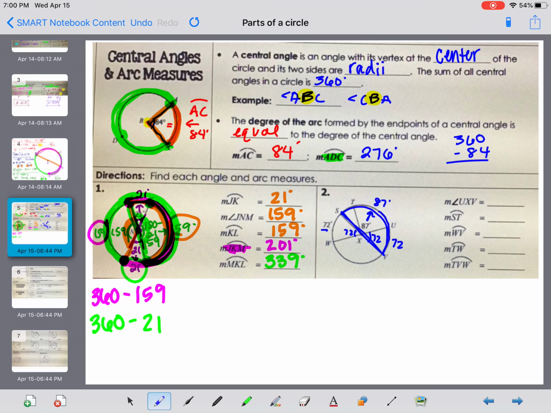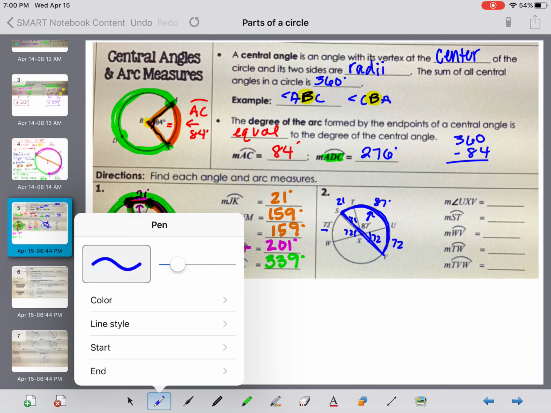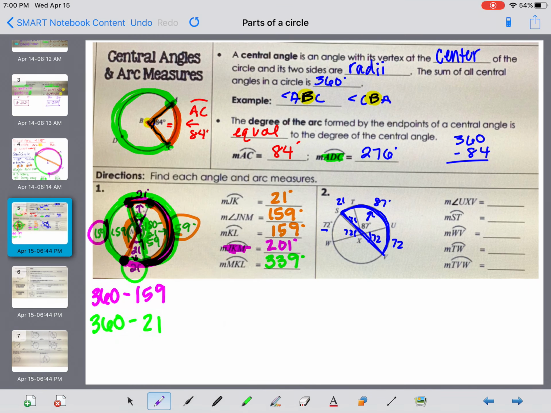All right, then, now take a close look at this. We can see that this is a diameter. That cuts that circle in half, which means that all of this should add up to be 180. So I add 87 plus 72, and I get 159, and I subtract that from 180, and I get 21, which means that this little piece left over right here should be 21, and its angle should be 21.